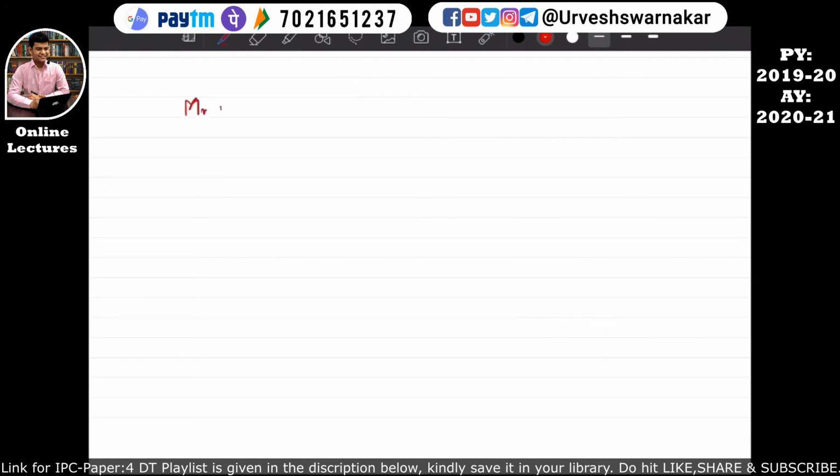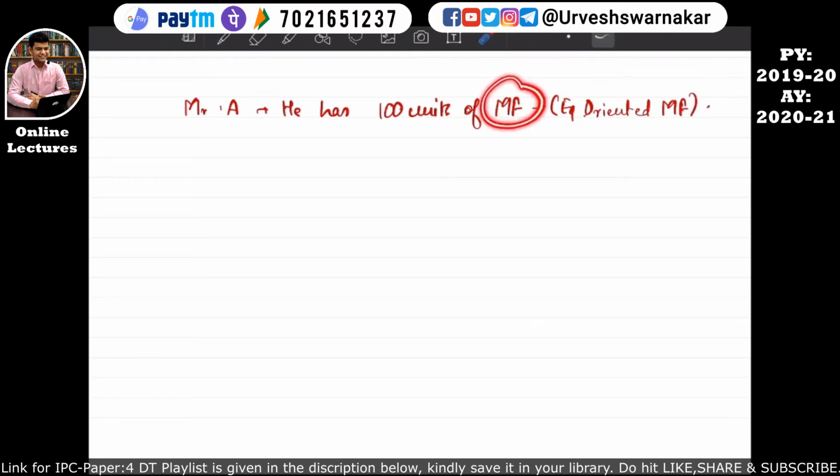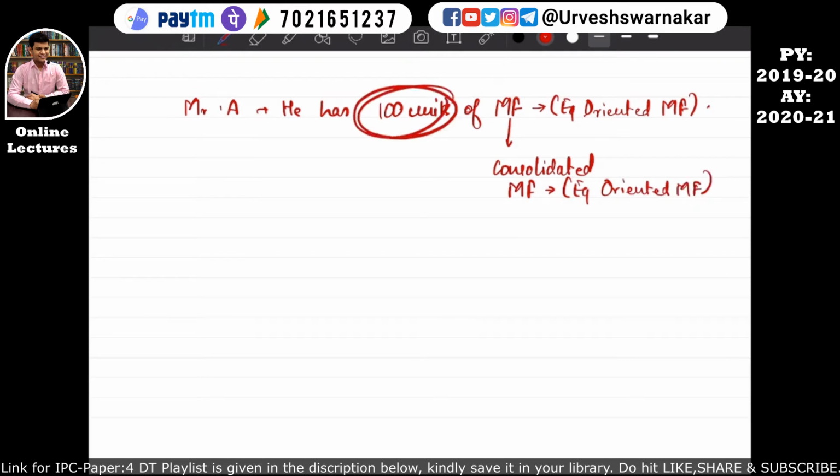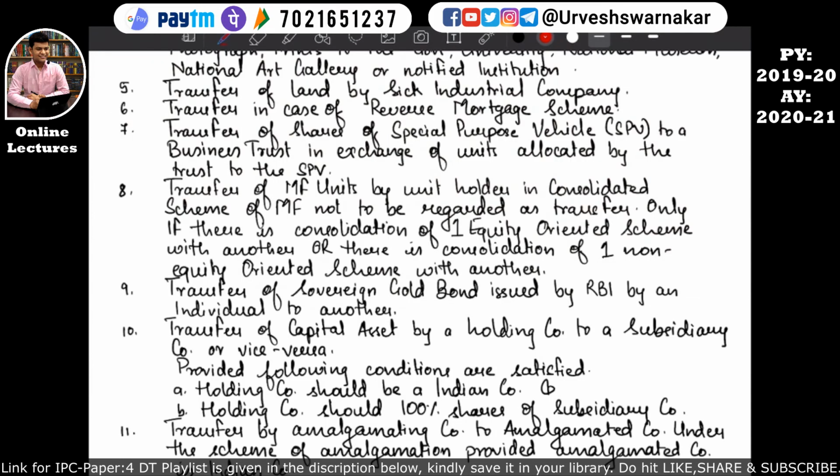Understand that this is our assessee Mr. A, and he has 100 units of mutual funds. Okay, and this is an equity oriented mutual fund. I hope this is quite clear to you all. And this company in which he is holding the mutual funds is getting consolidated with another mutual fund company, and this mutual fund company is also an equity oriented mutual fund. So in return for these old 100 units, now Mr. A is receiving 120 units from this new consolidated mutual fund. So that is what is given over here.